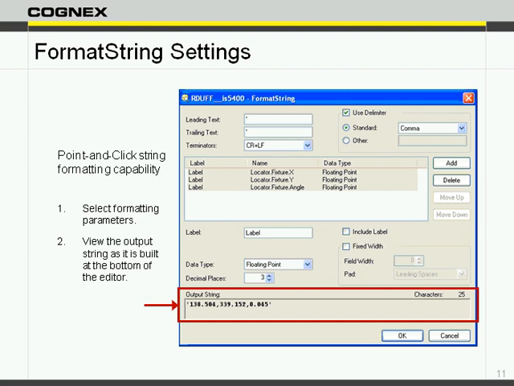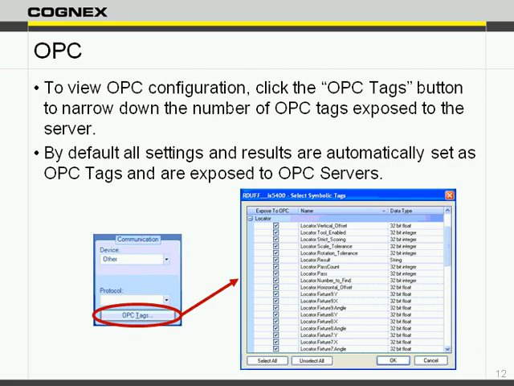Down along the bottom there, in the red box with the arrow next to it, there is our actual string. Again, you can see asterisks, in this case, the X coordinate, comma, the Y coordinate, comma, the angle, asterisks. We set, in this case, the decimal places to 3. So you can see there are 3 digits in each case to the right of the decimal point.